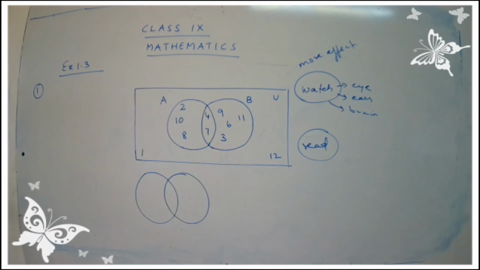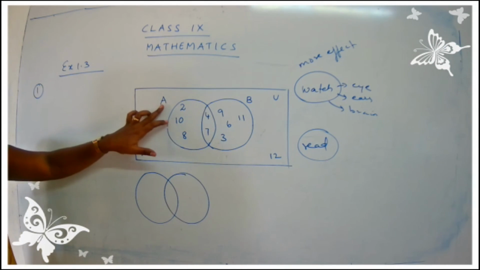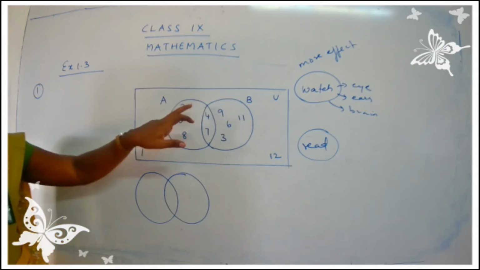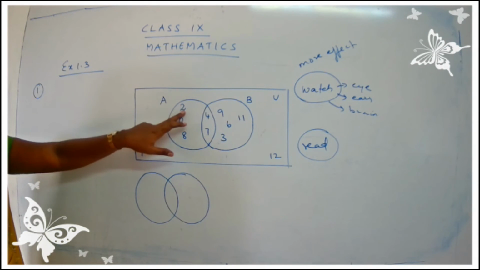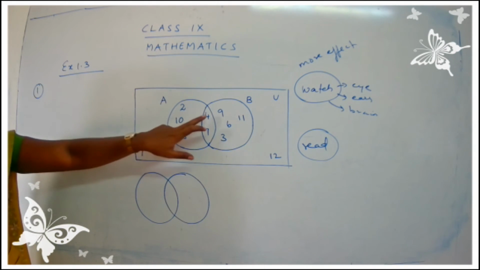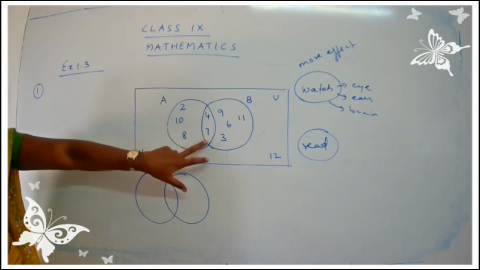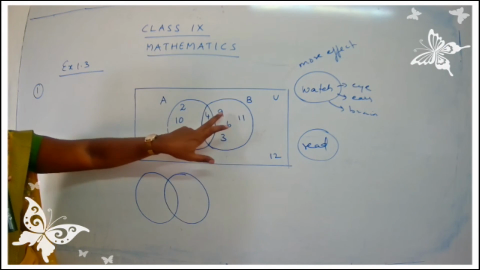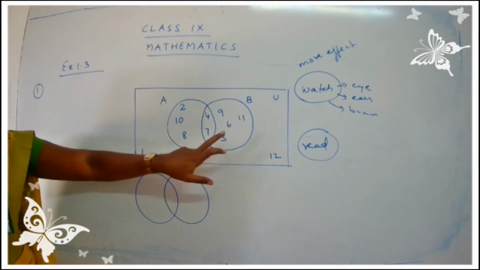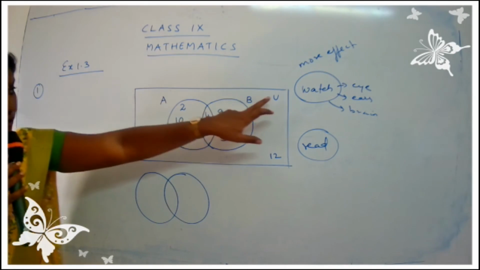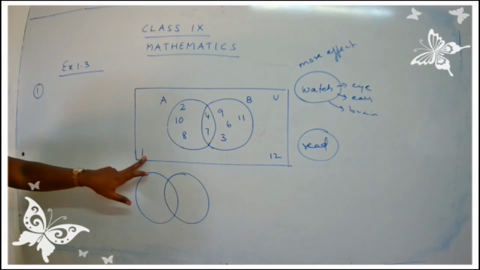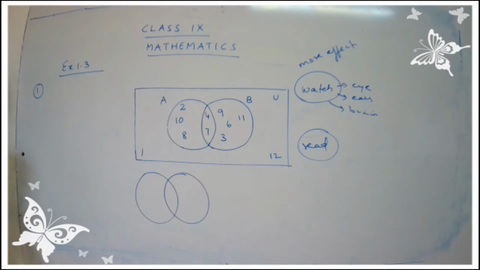Write down the numbers as given. Write the names of the sets A and B. Write the numbers like 2, 10, 8. Then in common, for A and B, the common part is 4 and 7. For B, you have 9, 6, 11, 3. And write down a universal set U. Write down the numbers 1, 12. Just follow it, children. Write down the Venn diagram properly.